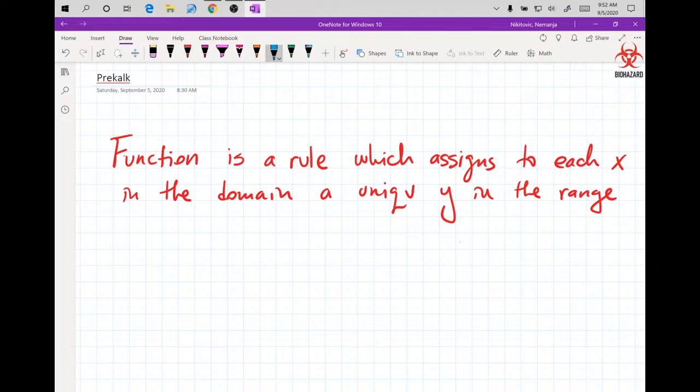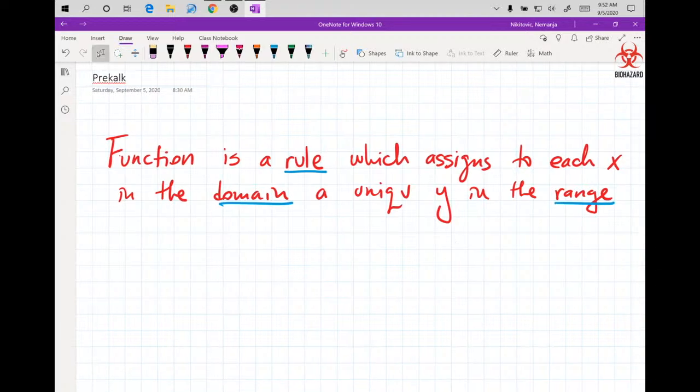And the important words are rule, domain, range, oops, and the word unique is misspelled. There we go. So what we have here is the basic building block of our calculus course, because we will perform our calculus on functions.